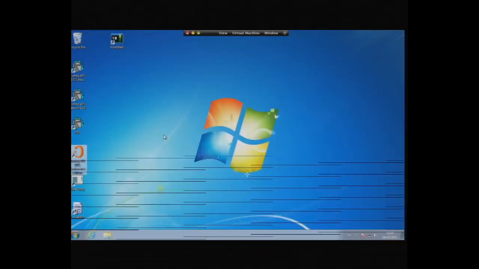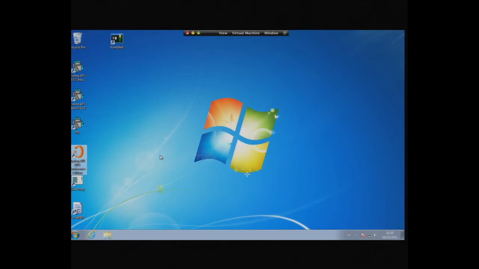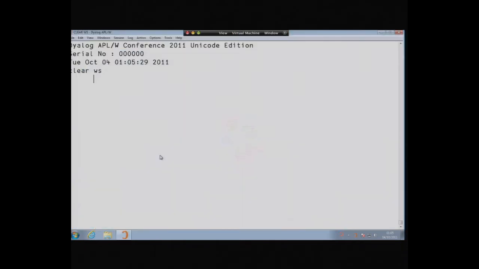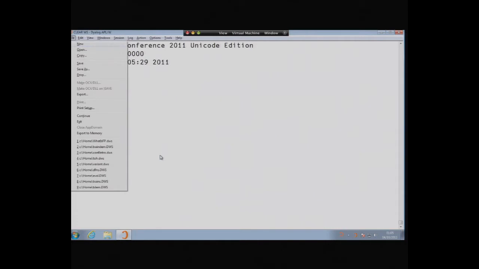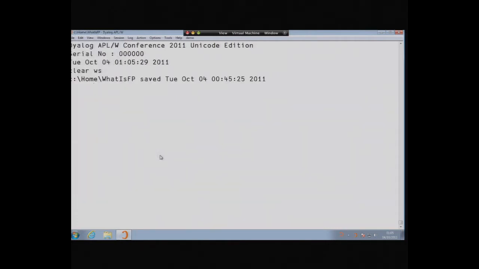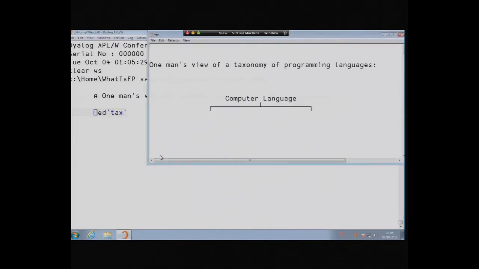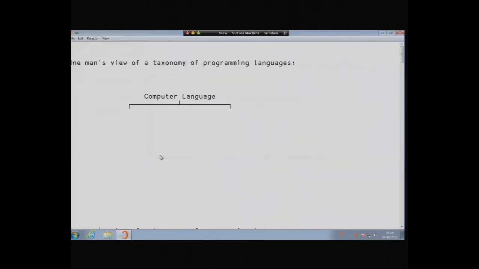I took this very seriously. You could look on this as surrealistic humour, but there is actually no humour in this. So I'm going to go very straight, po-faced. This really is serious. This is one man's view of a taxonomy of programming languages. Honestly, this is not a joke. This is what I truly believe.